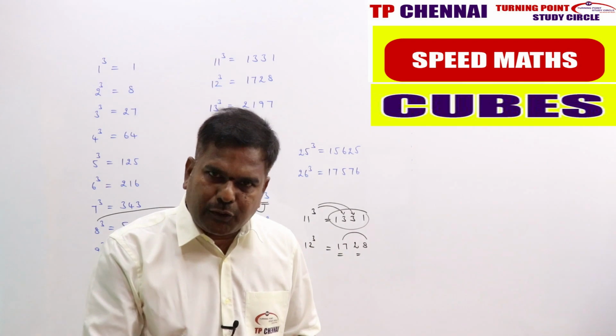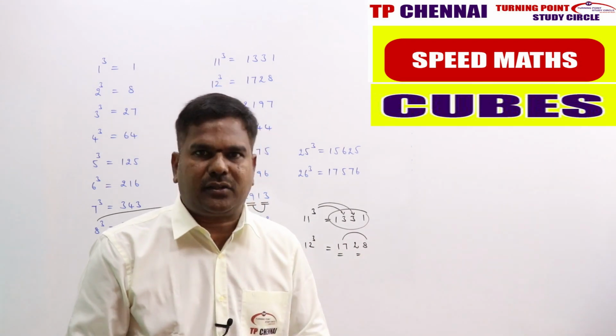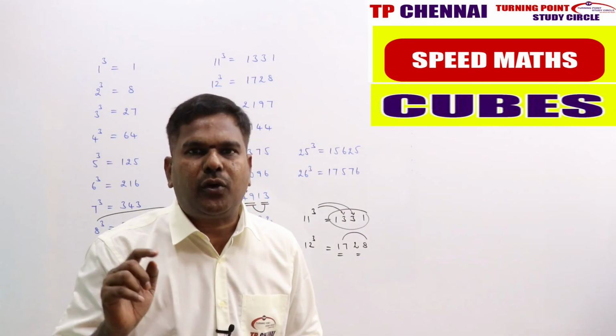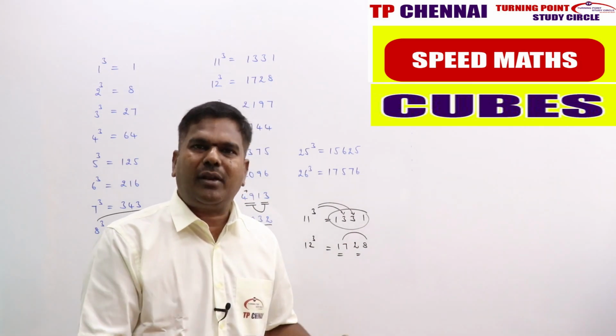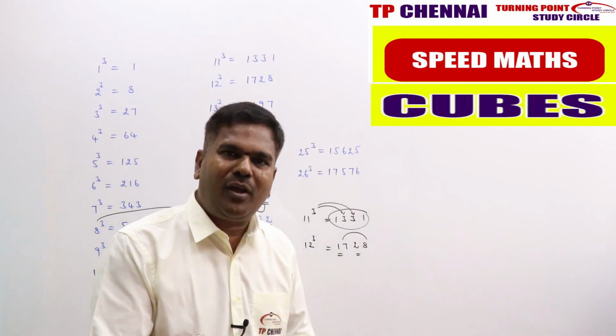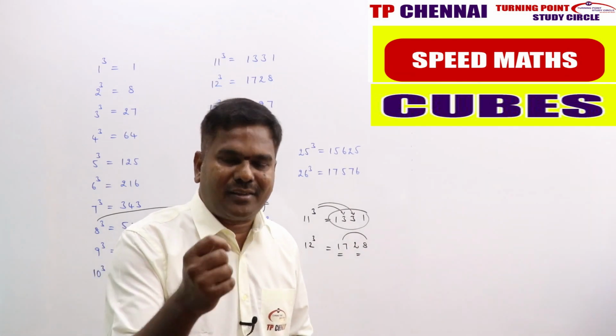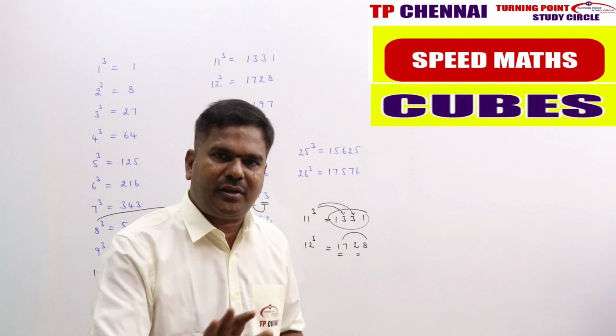In 12 cube, 12 must be there as the first and third digits. So the second and fourth digits are 7 and 8. So 1728. The most typical one. We don't have any logic for it. Anyhow, I will try to tell you so that you can easily remember 13 cube.